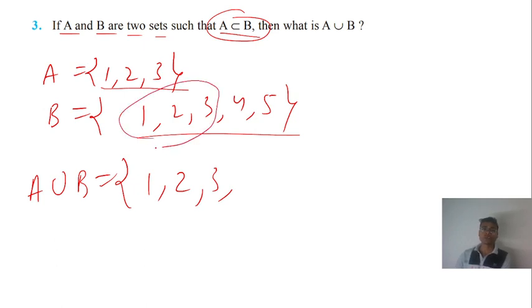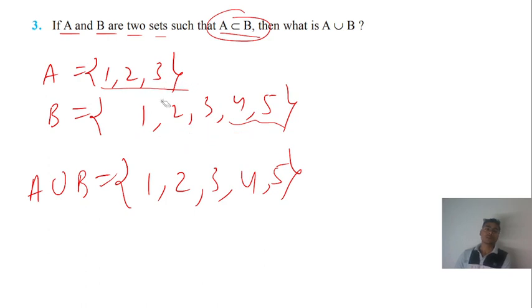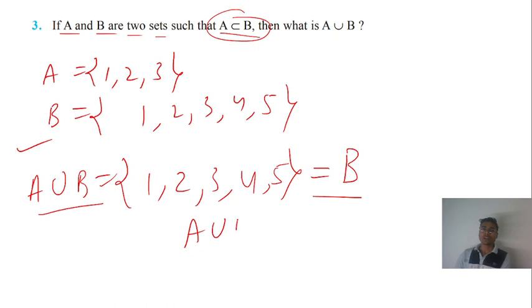Since we already wrote 1, 2, 3, we will not write 1, 2, 3 again, we will rather write 4 and 5. After writing these sets, you will see that whatever elements you got in set A union B is actually the set B. So you will write it there: A union B is equal to B if A is a subset of B. Here you can look up this formula. If you don't want to mug up, you can anyway derive this relation.